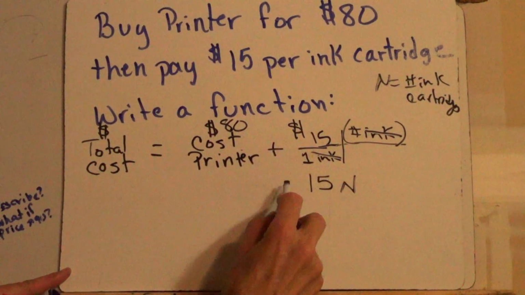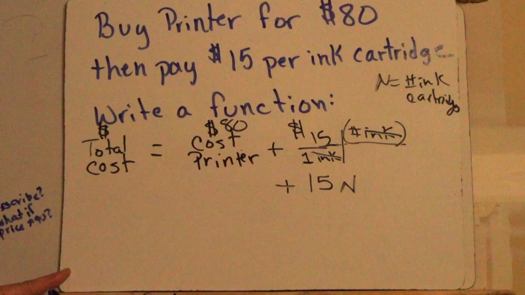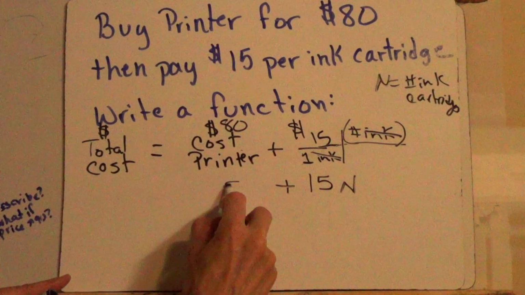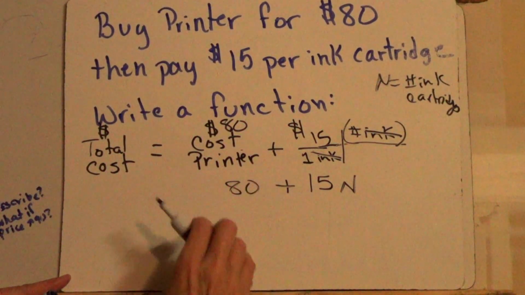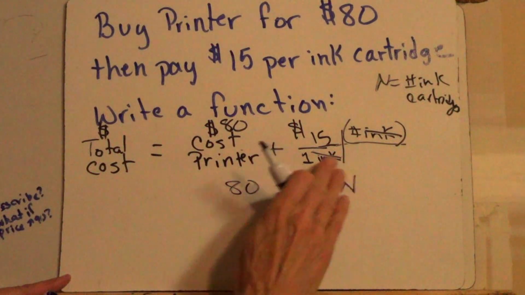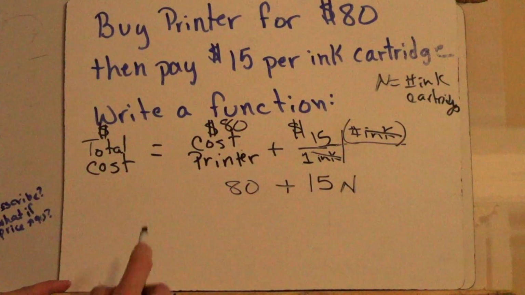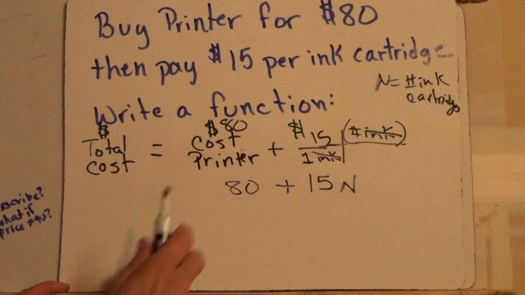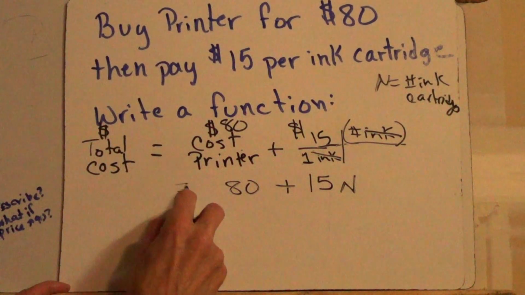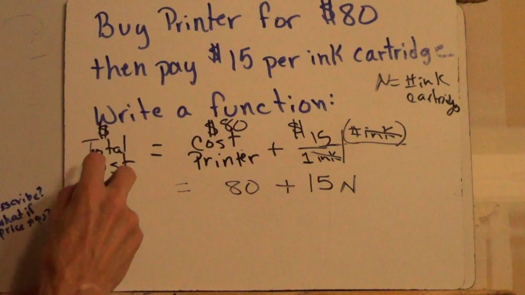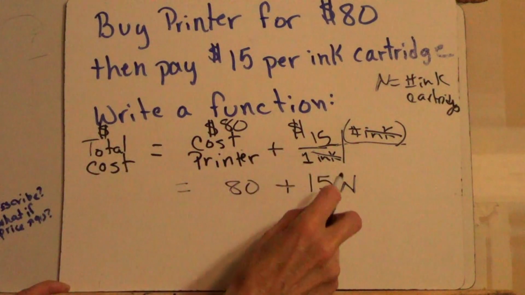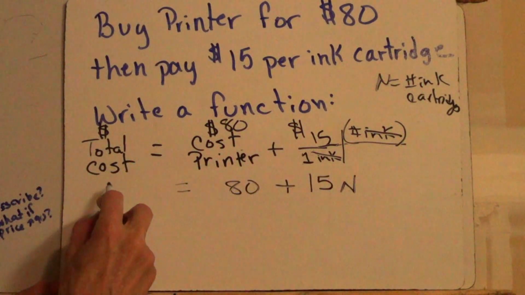We don't put the dollars in because we're going for our algebraic equation now. We have 80. That doesn't change with our number of ink cartridges. It's only this that gets multiplied by the number of ink cartridges. So we just add the cost of the printer. And now that will equal our total cost, which is a function of the number of ink cartridges.